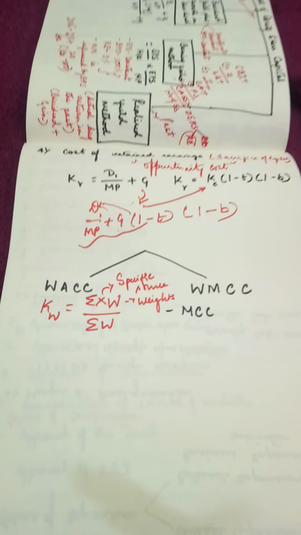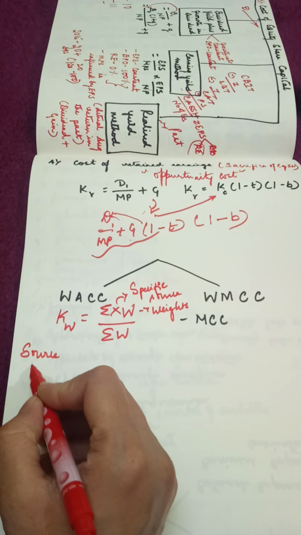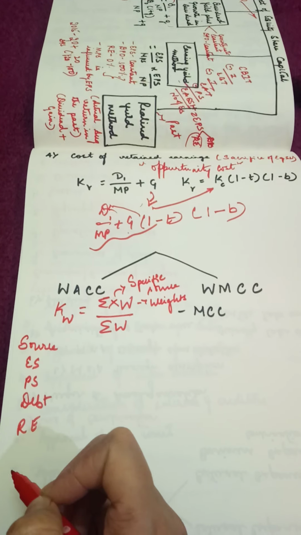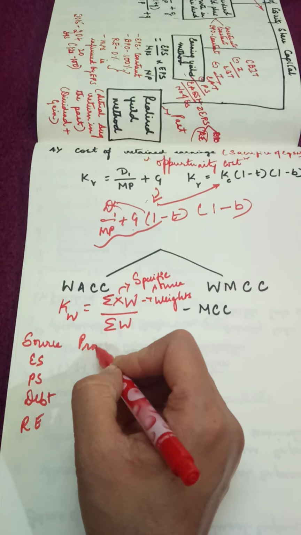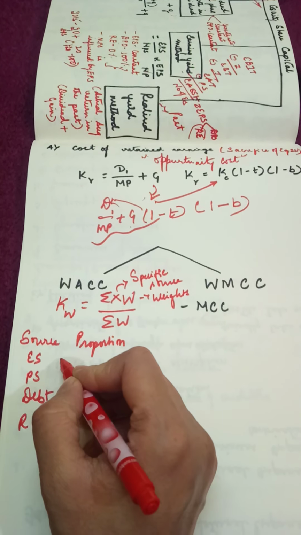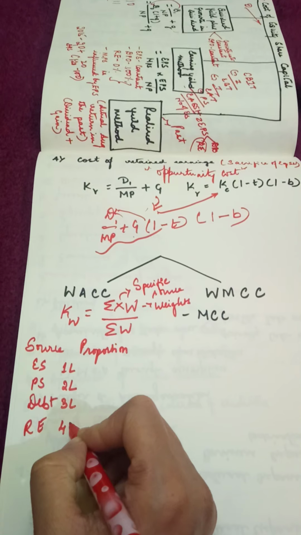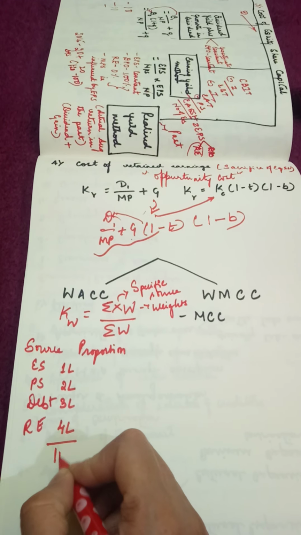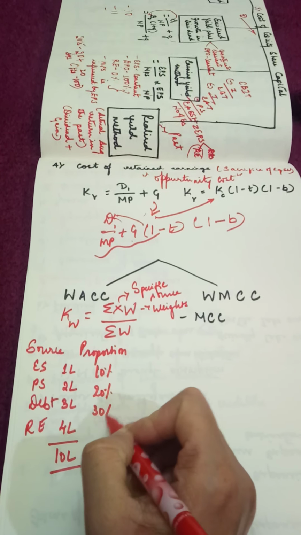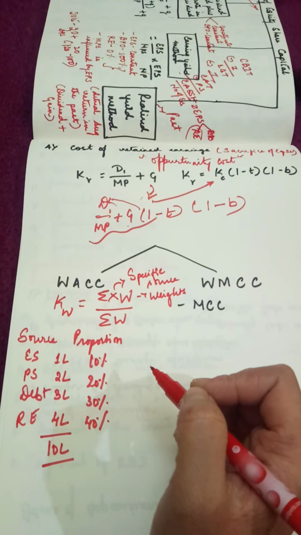Girls, if you remember these formulas, your format would go like this, where the sources we take first: equity, preference, debentures, let's assume retained earnings, we take all sources, and then we write the proportion of each source. So what is proportion? If equity is 1 lakh, this is 2 lakhs, this is 3 lakhs, this is 4 lakhs, put together it is totally 10 lakhs we have, and then proportion is 10%, 20%, 30%, 40% to the total 10 lakhs. So that is how we calculate proportion.